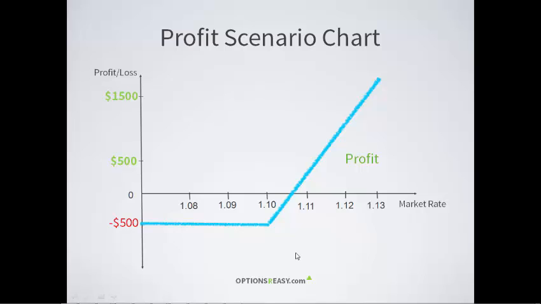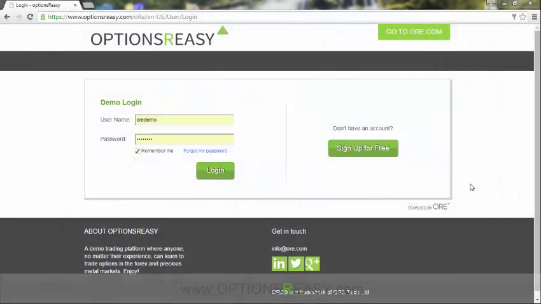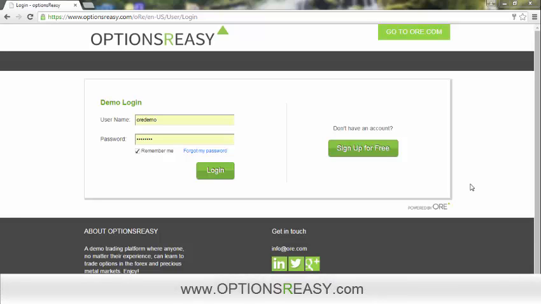So now we've done the book work, let's analyze this in a live trading environment. You log in from the Options Are Easy website.